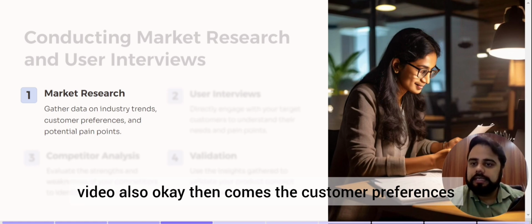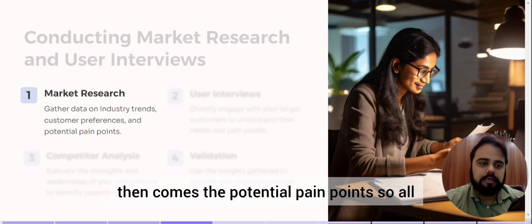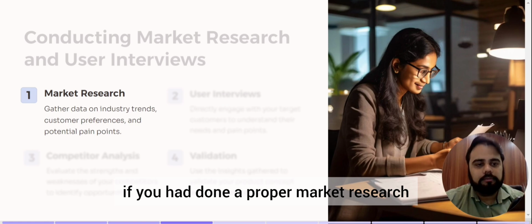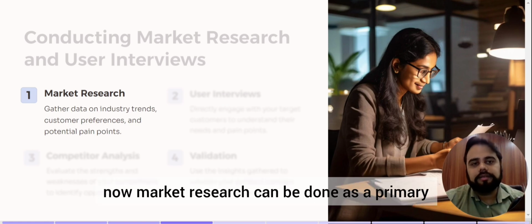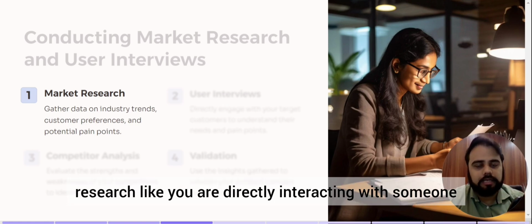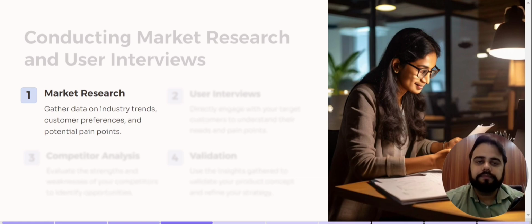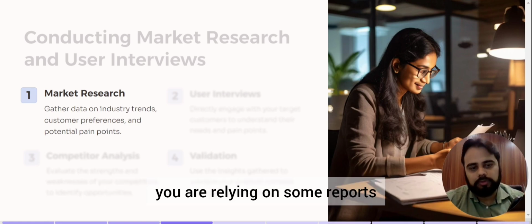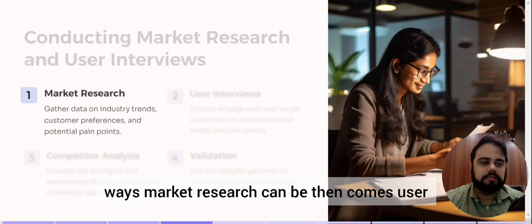Then comes customer preferences, then comes potential pain points. All these things you will be in a better position to jot down if you have done proper market research. Now market research can be done as primary research, where you are directly interacting with someone, or it can be done as secondary research, where you are relying on authentic reports. So market research can be done both ways.